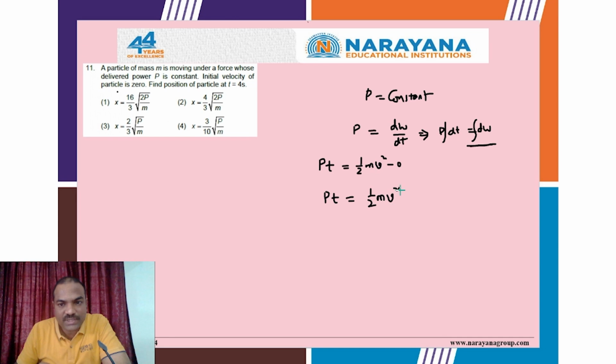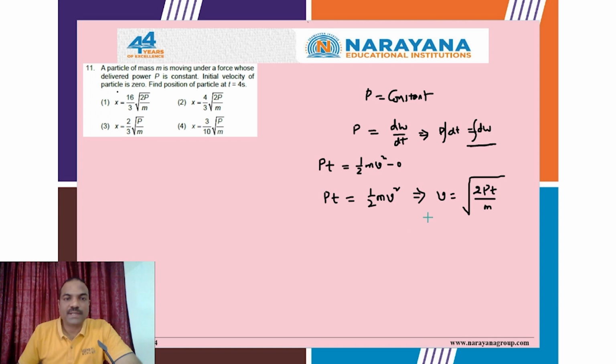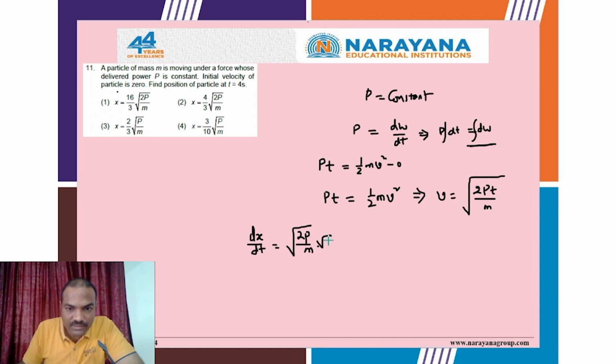So they are asking the position. So let us find out what the v value is. So v can be written as under root 2Pt by m. Now you will get the velocity as a function of time, or speed as a function of time. So as I know the speed as a function of time, speed can be written as dx by dt, which can be written as root 2P by m, which is constant, into root t, I am writing as separate. Then we want to find out the position. So dx is equal to root 2P by m, I am keeping as it is, root t dt.